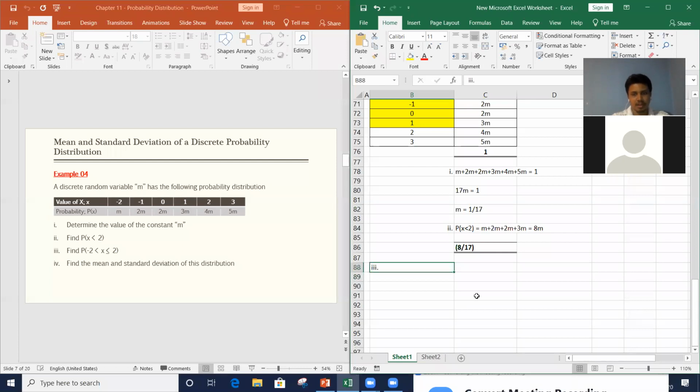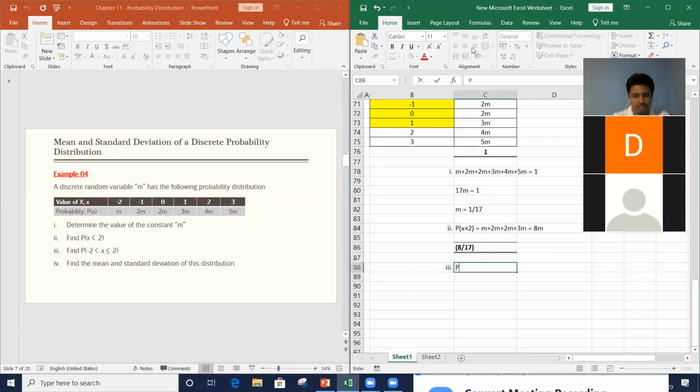Right. How can we find that? Probability of x being greater than -2 and less than or equal to 2. This is what we are asked for, right?